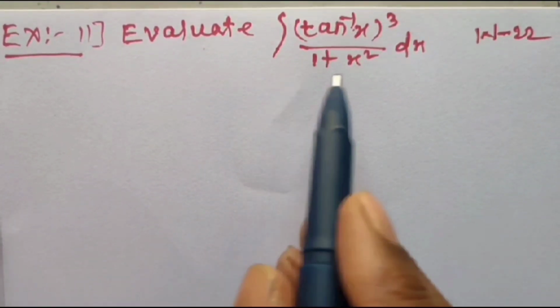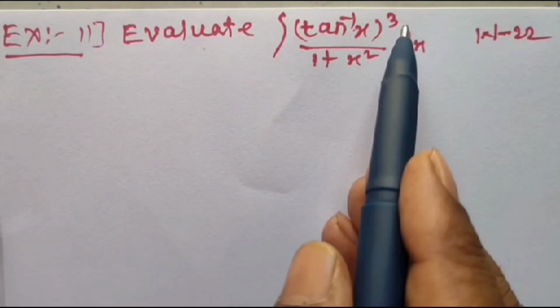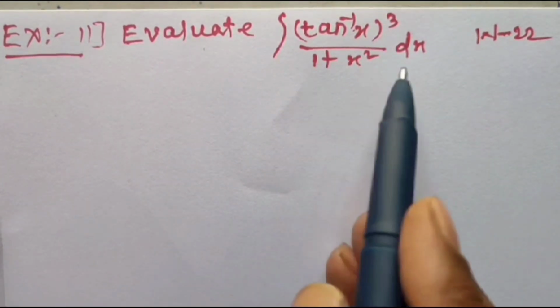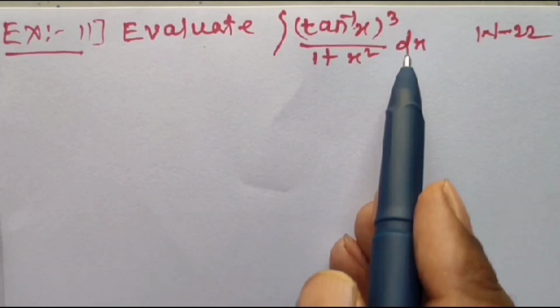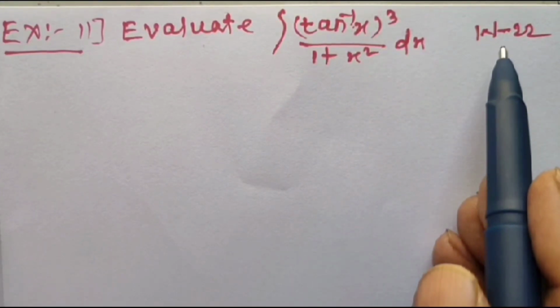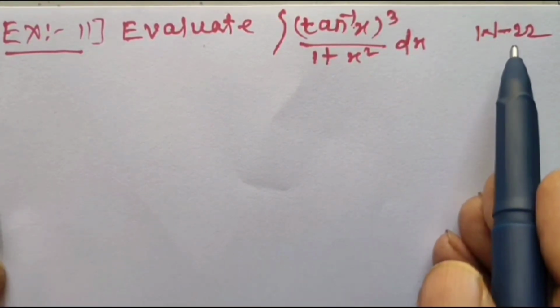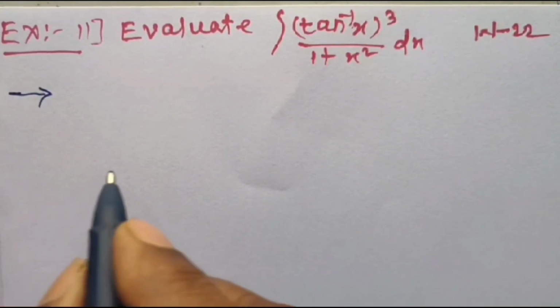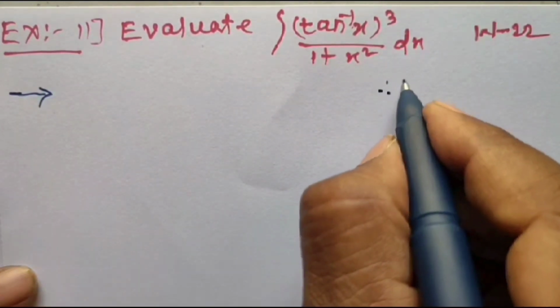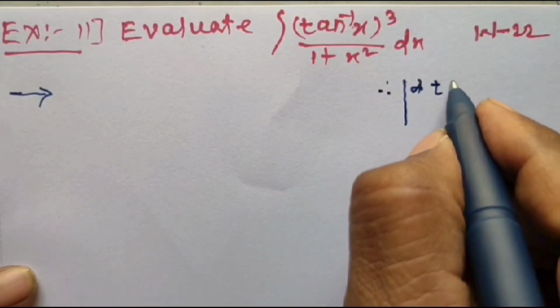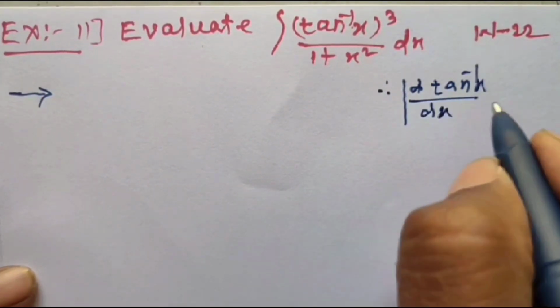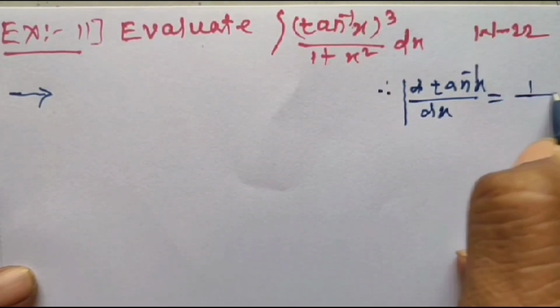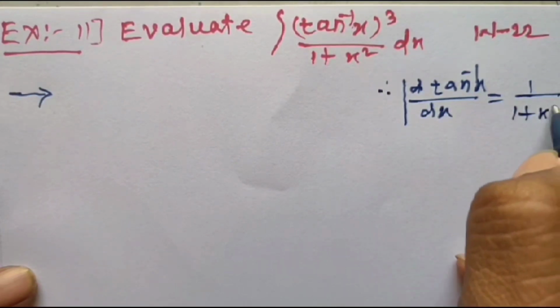Evaluate the integral of tan inverse x whole cube, divided by 1 plus x square, with respect to x. This sum appeared in winter 2022 for 2 marks. To evaluate this, we must know the derivative of tan inverse x. The derivative of tan inverse x with respect to x is equal to 1 upon 1 plus x square.